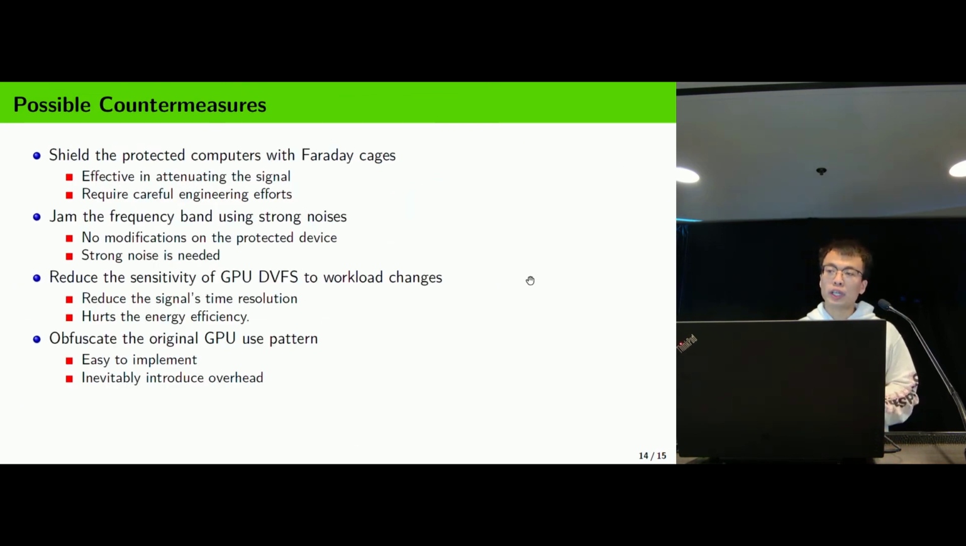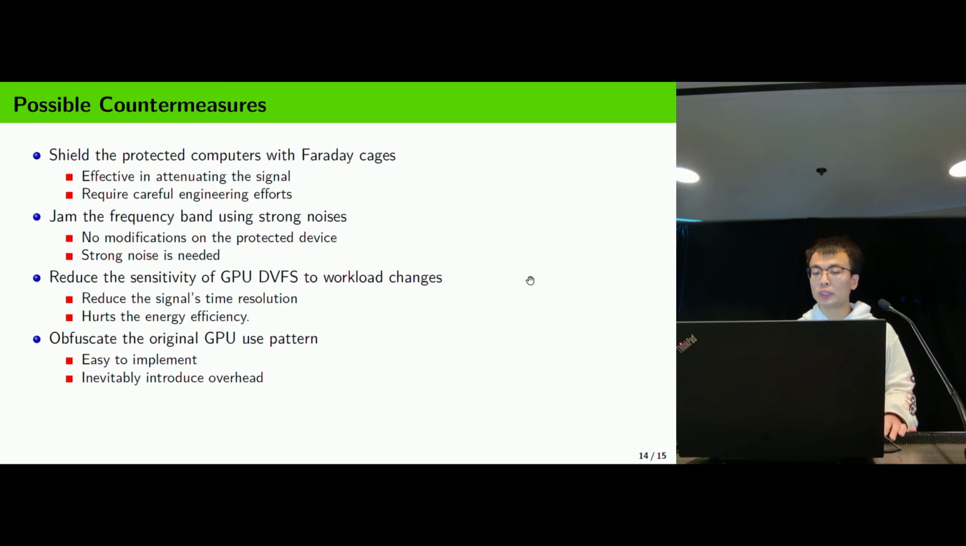So how can we countermeasure it? Here we provide several possible solutions. EM shielding is a straightforward way to attenuate the signals, but as our previous evaluations indicate, even in an all-metal case, the GPU will generate strong EM leakages. So we believe more careful engineering efforts are needed to implement this.